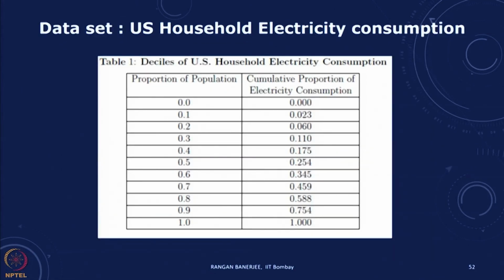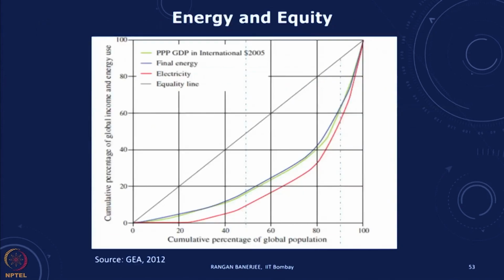So, just to give you an example, if you take this data, this is from a paper for US household electricity consumption, and this gives you the cumulative proportion of population and the cumulative proportion of the electricity consumption. One can take this data and plot it and draw the Lorenz curve, and from this you can also get the Gini coefficient.